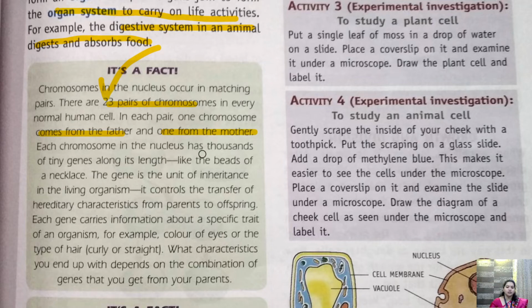Each chromosome in the nucleus has thousands of tiny genes along its length. पूरे लेंथ में इसके छोटे छोटे genes होते हैं, like beads in a necklace. So the gene is the unit of inheritance in the living organism. It controls the transfer of hereditary characteristics from parents to offspring. Each gene carries information about specific traits of the organism, for example, color of eyes, types of hair, curly or straight, what characteristic you need. So this we have studied. I'll again explain it to you here.